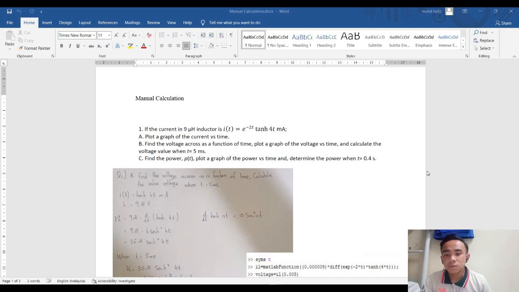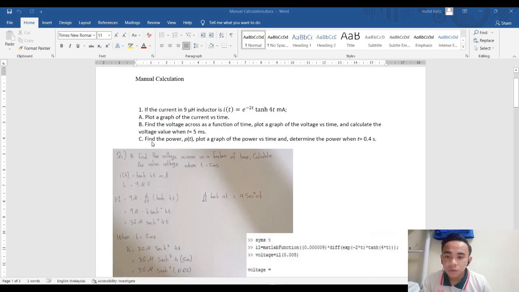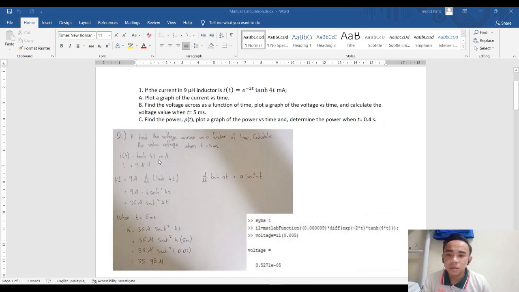Okay, I will present the manual calculation for question 1 and question 2. First we go to question 1. For question 1b, we need to find the voltage across as a function of time, and we need to calculate the voltage value when time equals 5 millisecond.